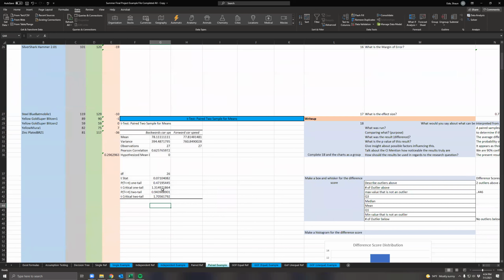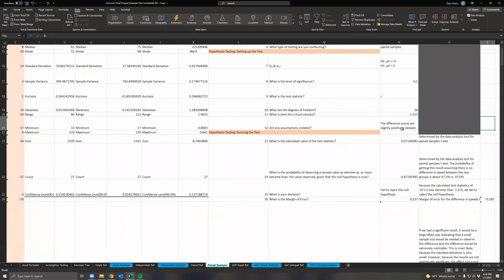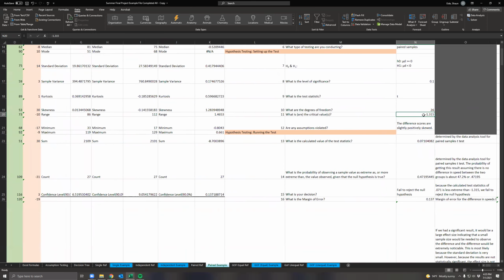The reason why it's wrong is because this tool will always give you a positive number. When we're doing a lower tail test, you've got to change that to a negative. It doesn't differentiate between one-tail positive and one-tail negative. So we're going to do negative 1.3497, and I'm going to come right back up here and make sure that it is negative 1.315.